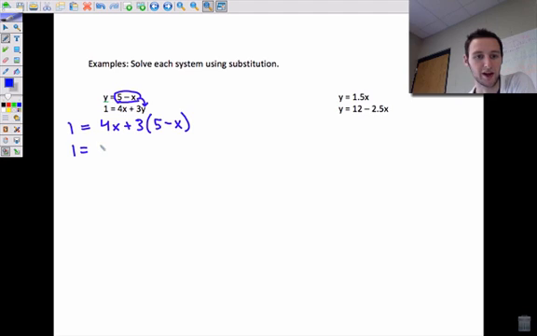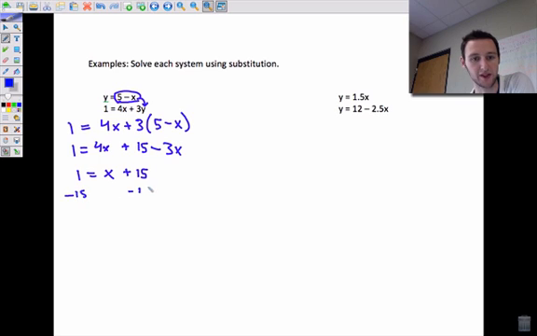So we can go ahead and solve this for x. x is the only variable we have left. So 4x plus 3 times 5 is 15, minus 3 times x is just 3x. So we'll get 1 equals 4x minus 3x, combining like terms, we get a 1x, and we're left with a plus 15.